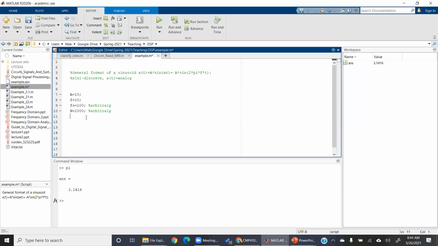If it's not given, choose a high enough value. The number of samples, the higher the number of samples, again, the better. Then I can say my time axis will run from, let me show you this.